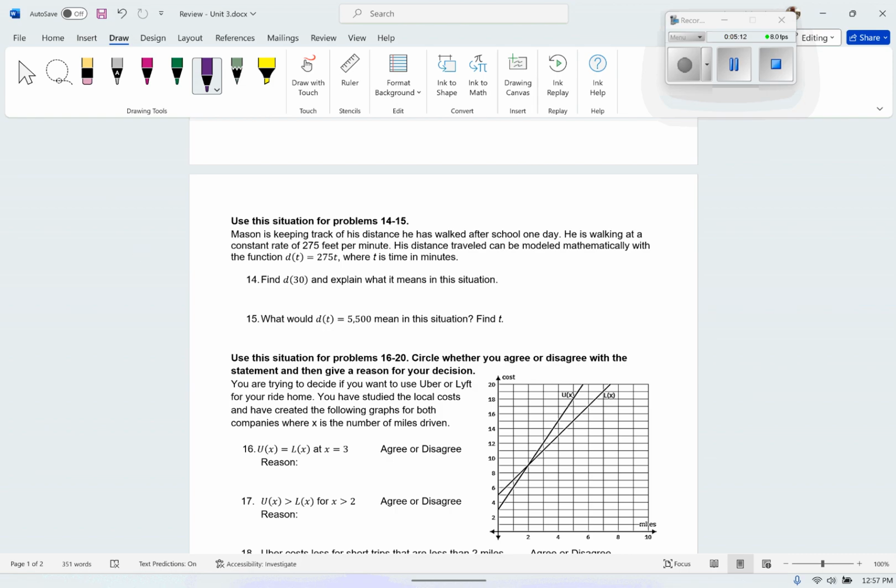So if we want to find d at 30, it means I'm going to take 30 and plug it in for t. So I'm going to go 275 times 30.